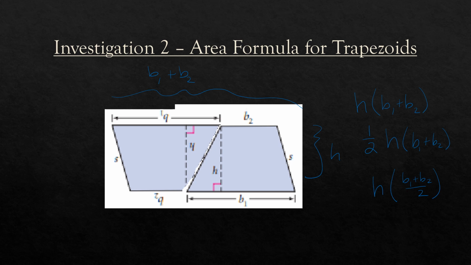And some people like to look at this last one because it looks like the average of the bases right here. So if we were to average the two bases of the trapezoid and multiply it by the height, that would be the area.